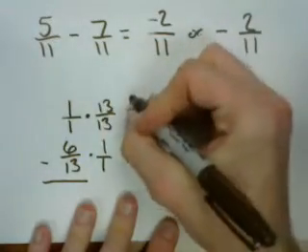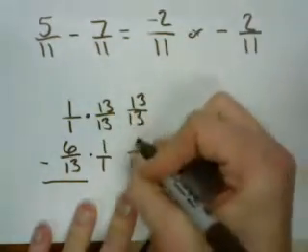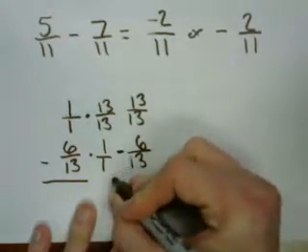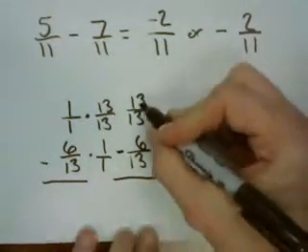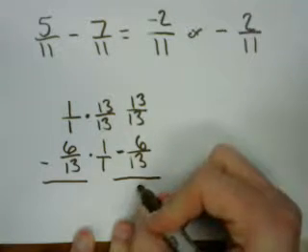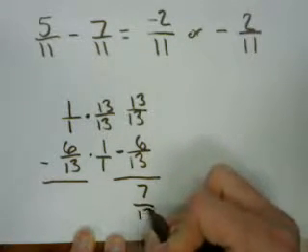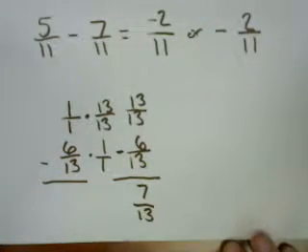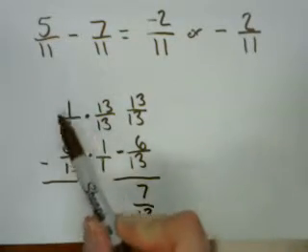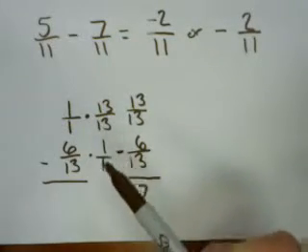So 1 times 13 is 13. 6 times 1 is 6. I'm subtracting. So here I just proceed with the subtraction. 13 minus 6 is 7, and they are 13ths. Okay? So here, if it's just a whole number, you place it over 1 and find the common denominator like usual.